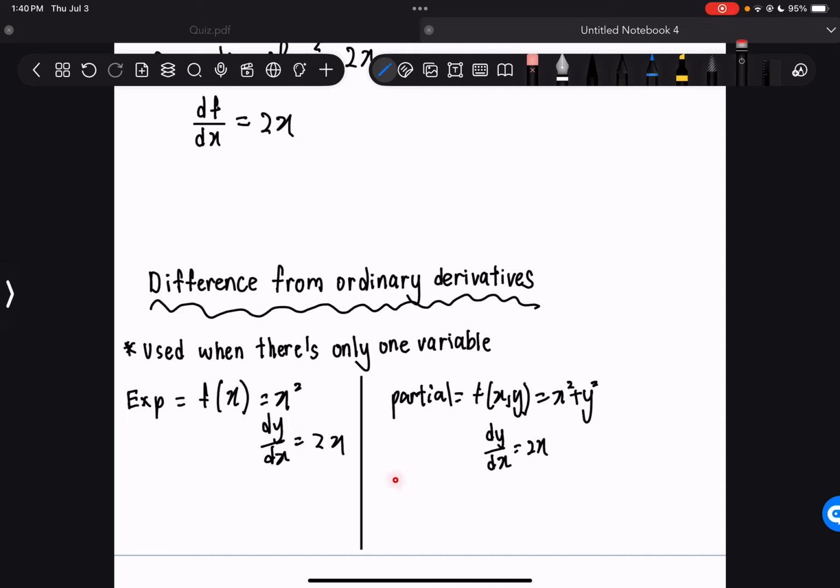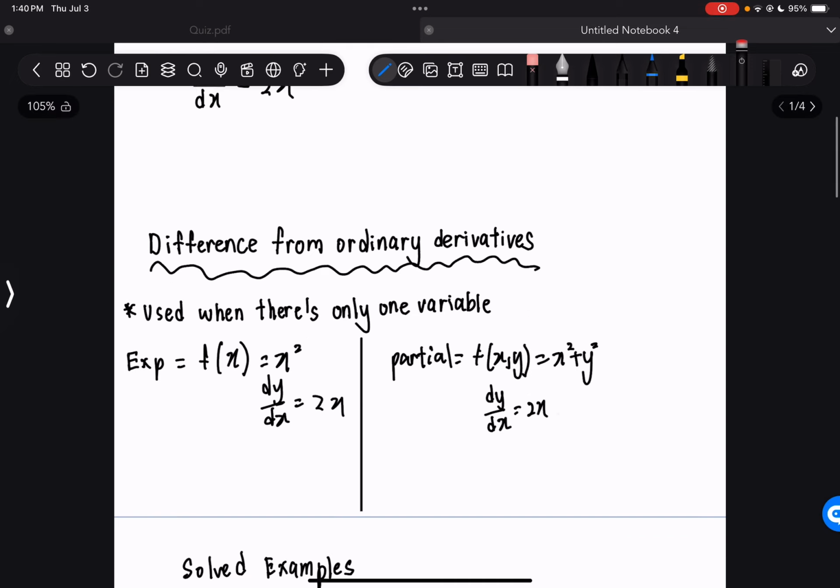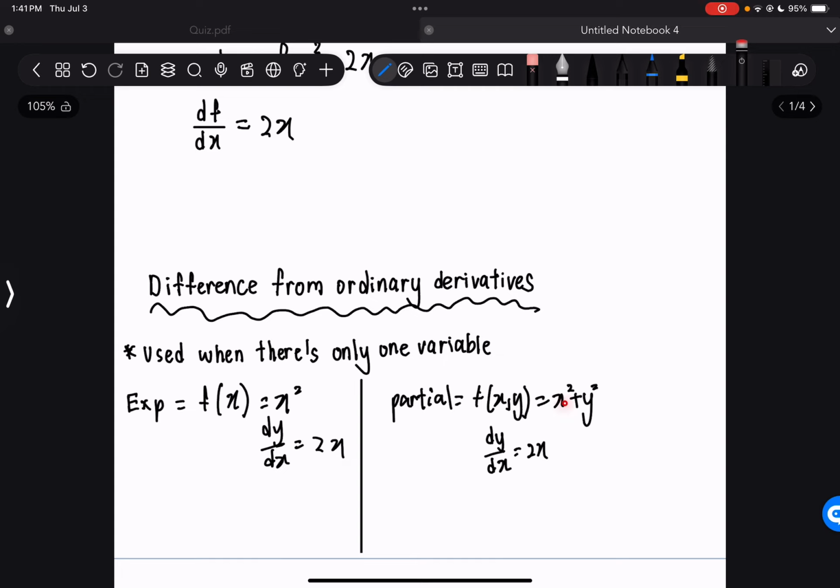So let's look back at the partial example. From here we can notice that there are two variables, x and y. The answer is going to be the same. Why? I know you guys will ask why. It's because the y is not inside the x, while the question is with respect to x. So in that case, our y is seen as a constant. But if our y is inside the x, it's going to remain the same value.